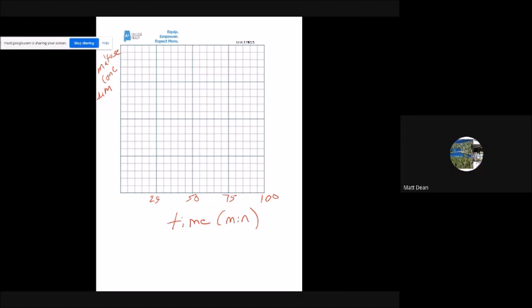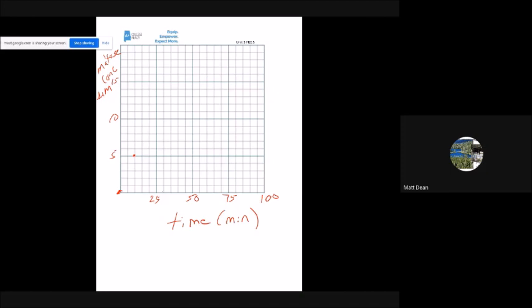And then my concentrations are from 0 to 11.6. So I'm just going to make each one of my Y units be 1. So that means this is going to be 1, 2, 3, 4. 1, 2, 3. This is going to be 5, 10, 15. So now I'm going to plot my points. So my first point was 0, 0. My second point was 10, 5.1. So I'm going to go 5, 10, and 5.1. That's going to be about right there.